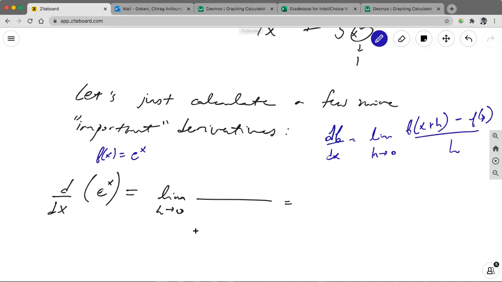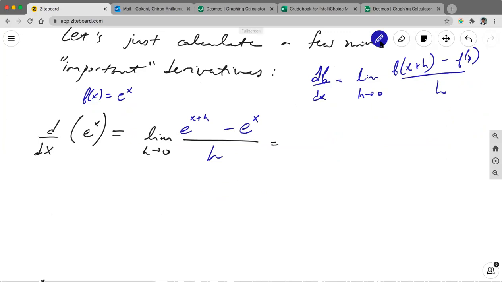E to the x plus h. Good. Minus e to the x. Good. And what's in the denominator? This is the easy part. What's in the denominator? H. Thanks. Okay, so good. Okay, sorry, that was very painful. Waiting on people to respond is tough. Okay, so thanks. So this I can simplify a little bit, and I'll do that.